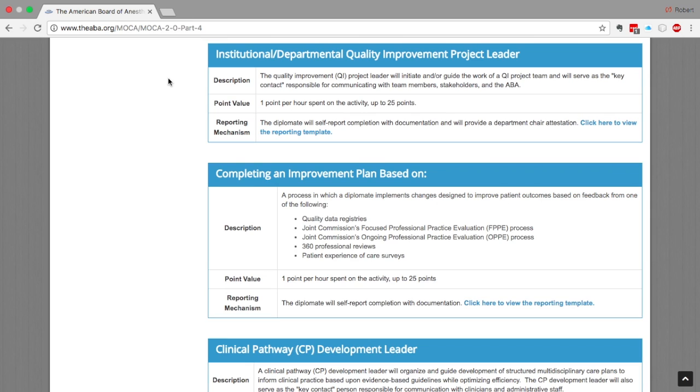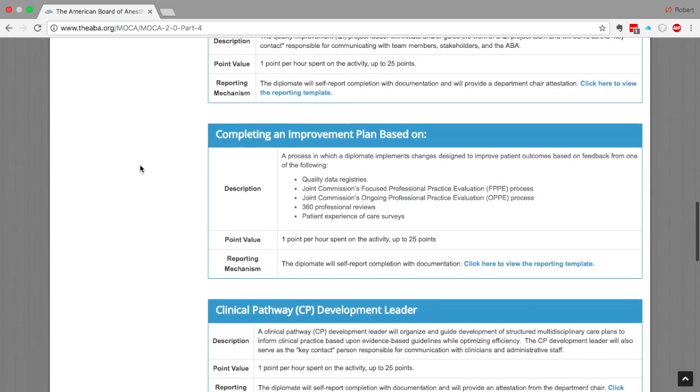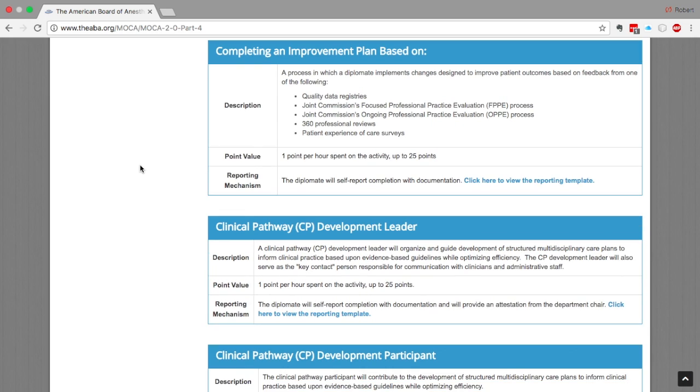This is worth up to 25 points with 1 point per hour spent. This is if you run a QI project, like a mini study internally. Your work on that can count towards this. You'll notice on each one of these it has click here to view a reporting template. That'll bring up a PDF of the templates for that specific type. Next, you have completing an improvement plan.